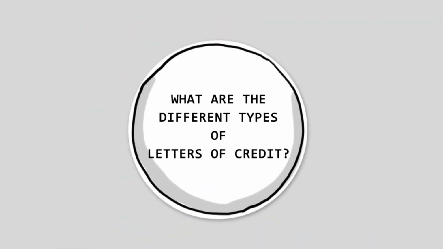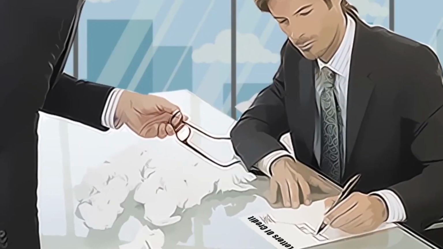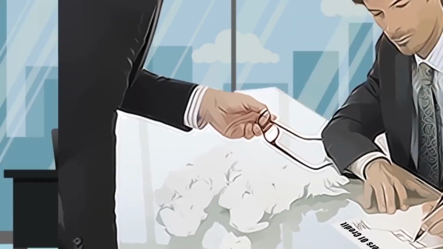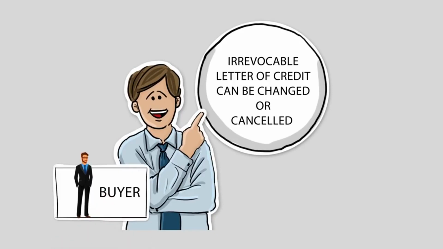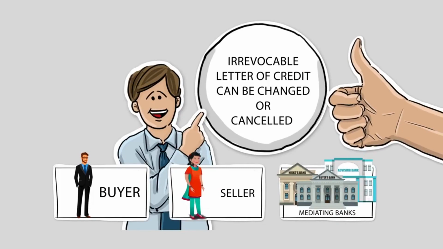What are the different types of letters of credit? Irrevocable letter of credit. A revocable LC can be changed or cancelled by the issuing bank on its own. On the other hand, an irrevocable LC can be changed or cancelled only when all parties, that is, the buyer, seller, and the intermediary banks, agree. Nikhu should always try for an irrevocable LC.